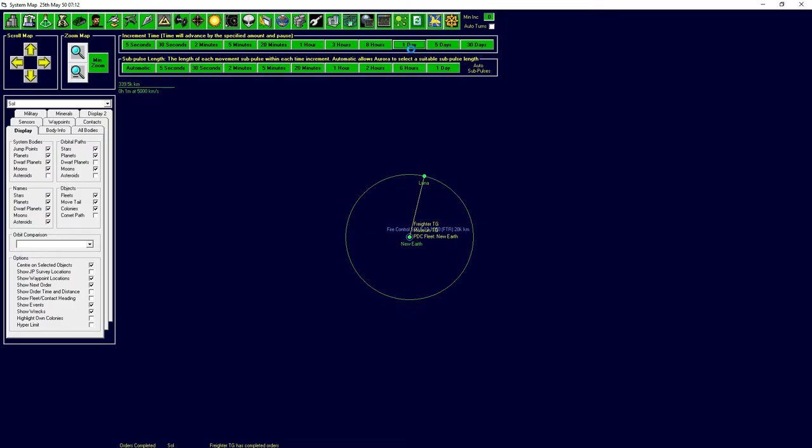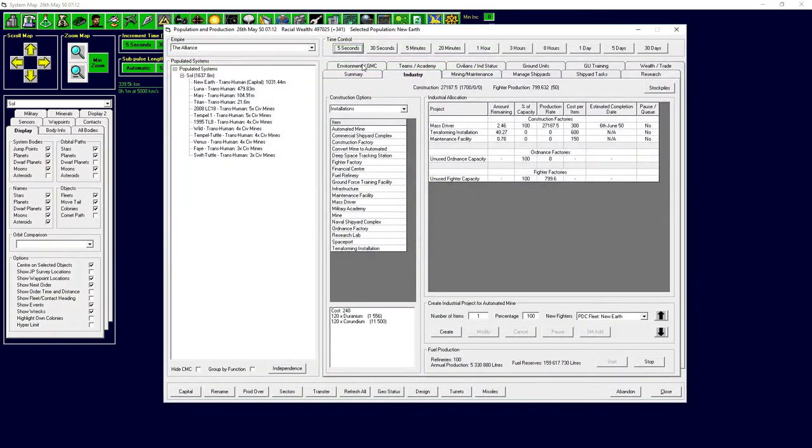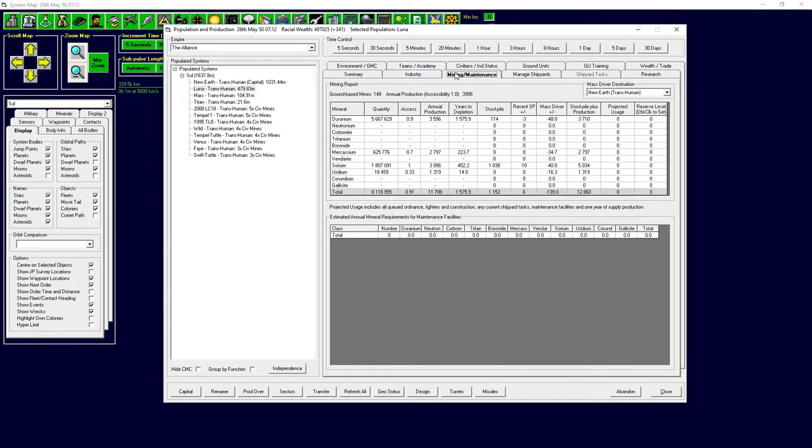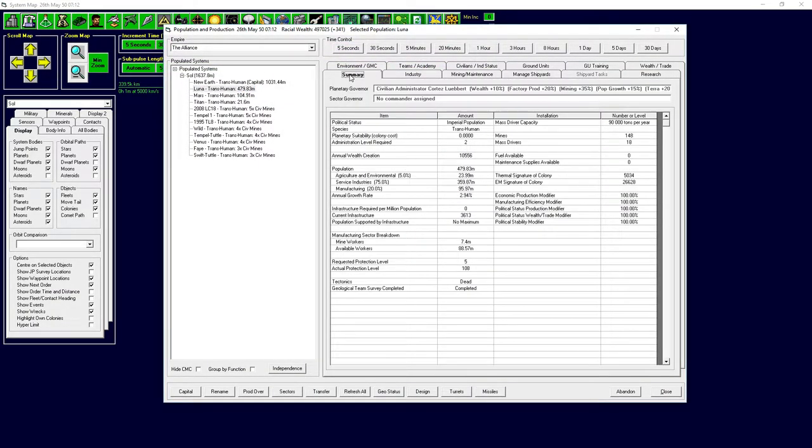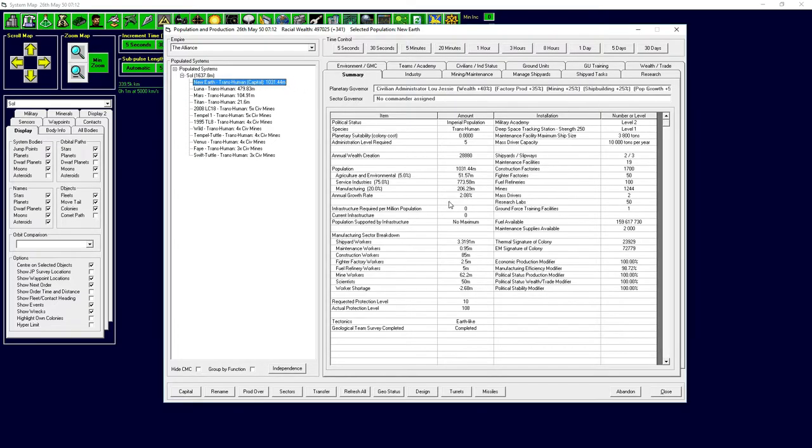Let's go up a day and see what happens. And let's see if something already changed. Yeah. Mines are being loaded off of Earth and onto the moon.